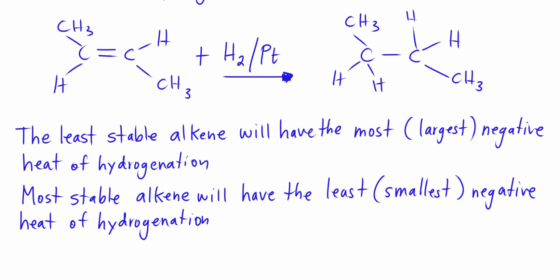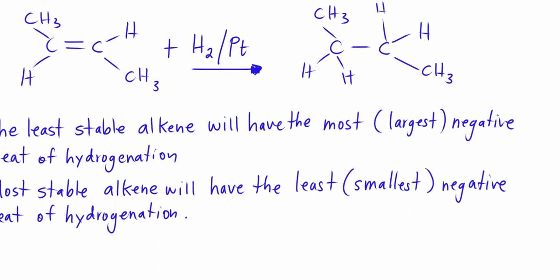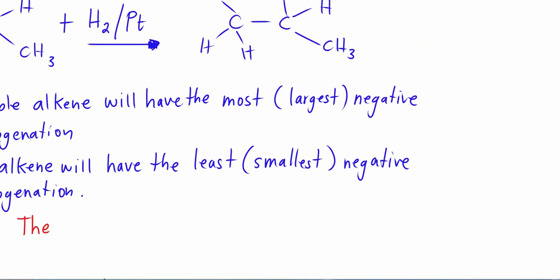Okay, now your alkane, stability wise, is going to be more stable than the alkene. So during this reaction, energy is released, and the alkene that releases the least amount of energy is most stable. This is the take-home point. The alkene that releases the least amount of energy.